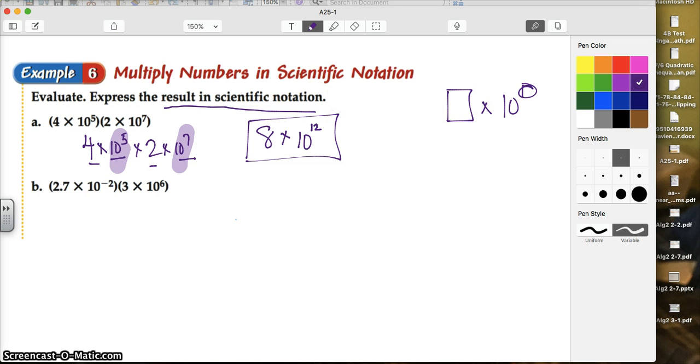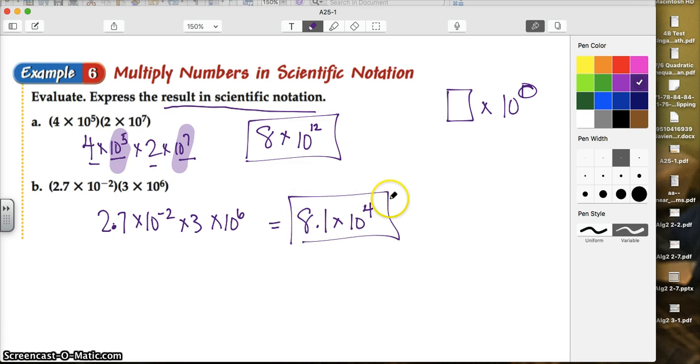Let's do this last one. Similar to the last problem, 2.7 times 3 gives me 8.1. And then I multiply these together. Well, I've got to add those exponents. This is now going to be 10 to the 6 plus negative 2, which is the 4th power. And since it fits the pattern of scientific notation, I'm good.